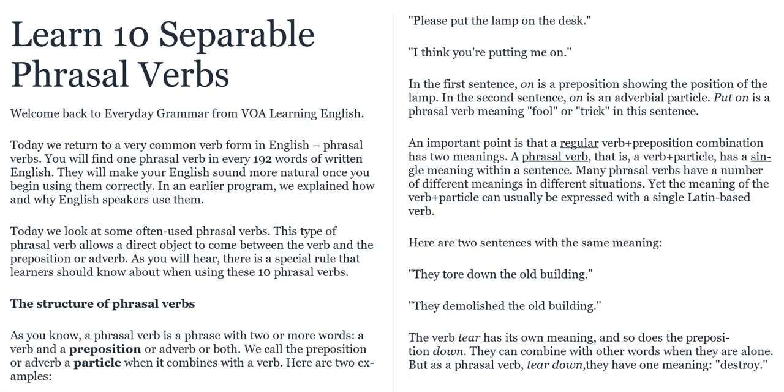Today, we return to a very common verb form in English, phrasal verbs. You will find one phrasal verb in every 192 words of written English. They will make your English sound more natural once you begin using them correctly. In an earlier program, we explained how and why English speakers use them. Today, we look at some often used phrasal verbs.